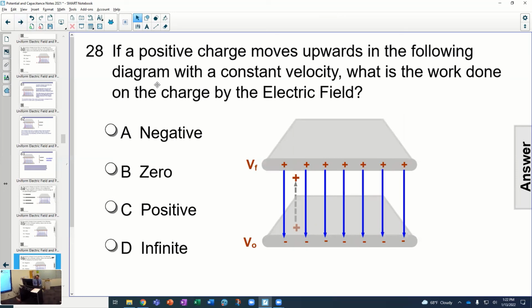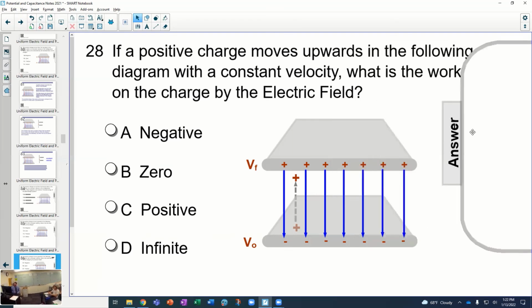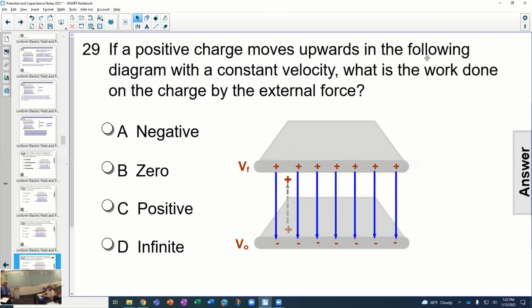If the positive charge moves upward in the following diagram, what is the work done on the charge by the field? Work done by the field. Okay, good. Had a few threes mixed in there, but they all started to change. Since the field is down and the movement is up, that's negative work. You can probably predict the next question. If positive charge moves up in the following diagram with constant velocity, what's the work done on the charge by the external force? All right, moving up, force is up, so it is a positive amount of work.